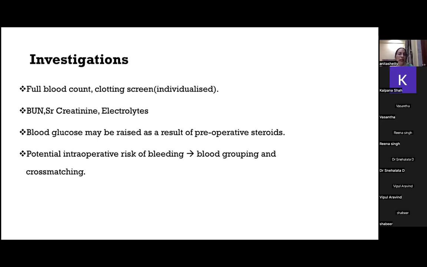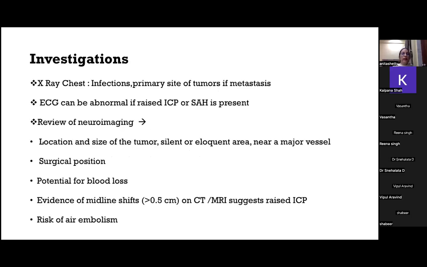So BUN, creatinine, and electrolytes are important. And I've already told you the blood glucose may be raised as a result of preoperative steroids. And if there's a potential for intraoperative risk of bleeding, blood grouping and cross-matching should be done. In X-ray, just look for infections or the primary site of tumors.